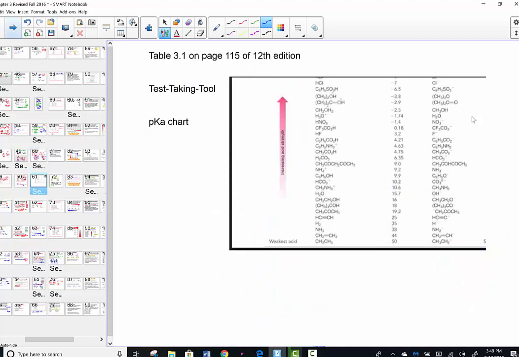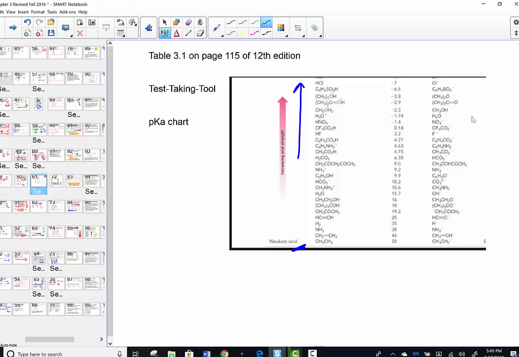And that's really what you need to find for yourself in the test-taking tool page provided for you in our Canvas. It's table 3.1 on page 115 from your chemistry book. I'm using the 12th edition as stated in the syllabus. Print this and make it a test-taking tool page. On the very top on the left-hand side, you'll see a list of acids starting from the strongest of strong acids at the top, going to the weakest of weak acids on the bottom.